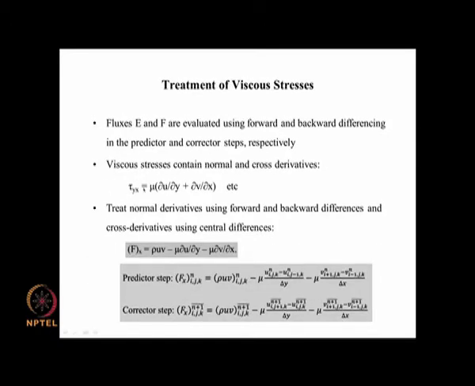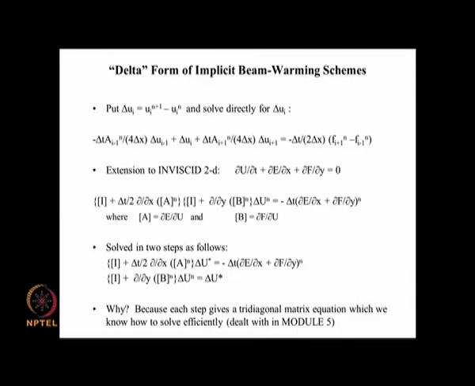Here we have dou u by dou x, dou u by dou y plus dou v by dou x. Once you put dou f by dou x here, this term becomes dou square v by dou x square, but this one becomes dou square u by dou x dou y. So this is a cross derivative and this is a normal derivative.